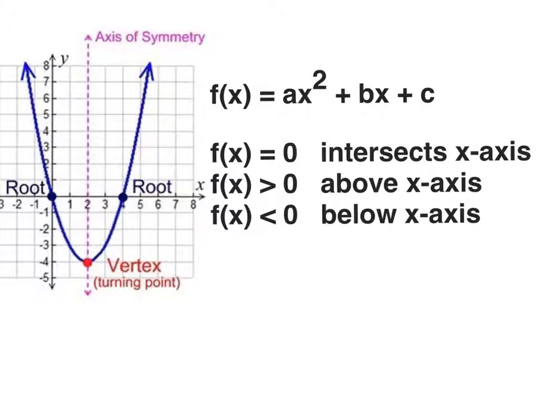But if I have some form of greater than 0, that means it is all the points on that function that fall above the x-axis, right? Because if the function, or y, is greater than 0, it's going to be above the x-axis. Conversely, if it is less than 0, it's all the points on the function that fall below the x-axis, because that means that the y is negative.